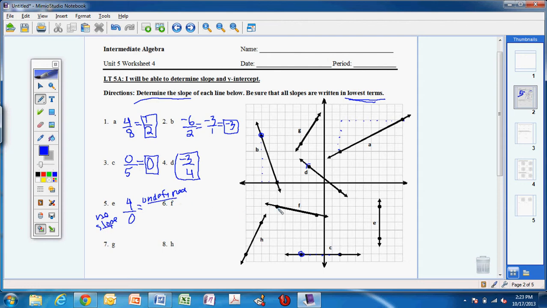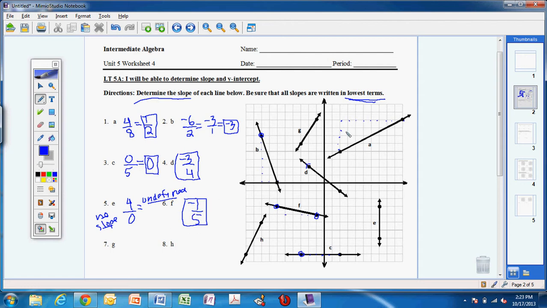Now finding line F, I usually start at the right. So to get from this point to my second point, rising, so going up or down, I'm going to go down 1. And then I'm running by 1, 2, 3, 4, 5. So my run is 5. In this case, that's in lowest terms. So my slope is negative 1/5.